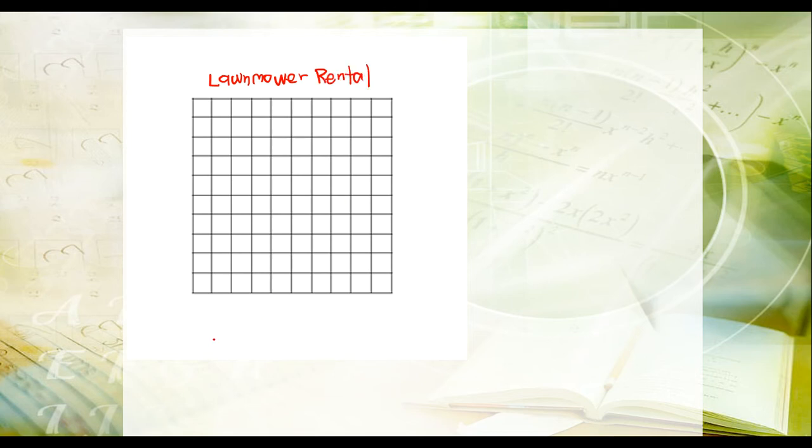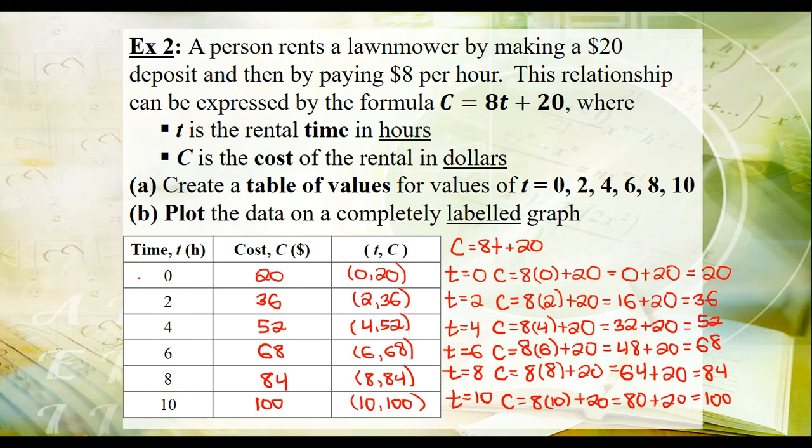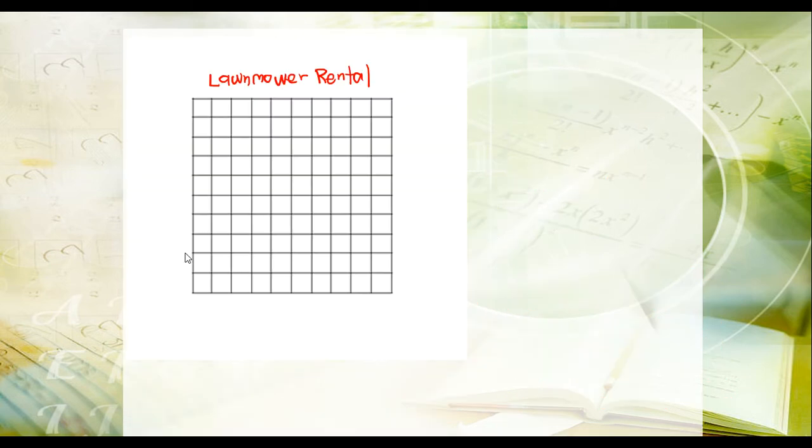Okay, now the x-axis. So this is your x, these are your x values, these are your y values. The x value is your manipulated variable. The y value is the responding variable. The responding variable depends on the manipulated variable. The cost depends on how long you're actually renting the lawnmower for. Okay, so the first point is 0, 20. Oh, we got to label the axis first.